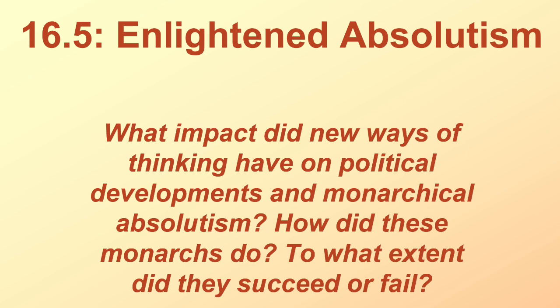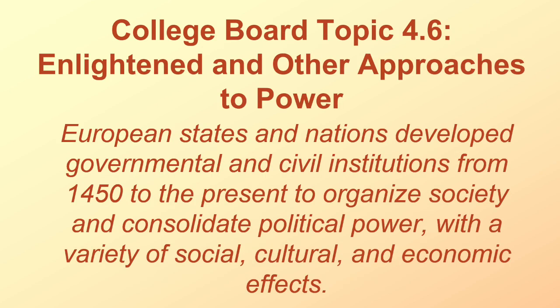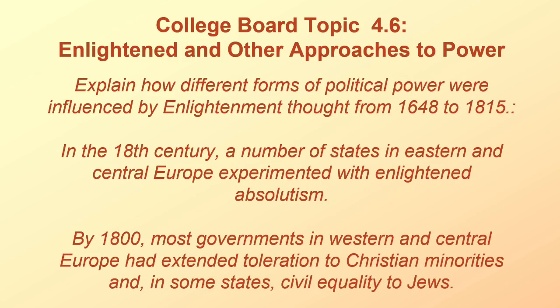We're actually going to talk about three of these enlightened absolutist monarchs, and we're going to tell a very important story about the partitions, that's plural, of Poland. So we've got College Board topic 4.6, Enlightened and Other Approaches to Power. European states and nations developed governmental and civil institutions from 1450 to the present to organize society and consolidate political power with a variety of social, cultural, and economic effects. Explain how different forms of political power were influenced by Enlightenment thought from 1648 to 1815.